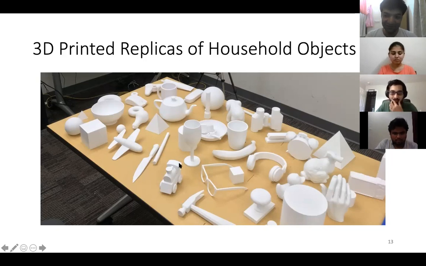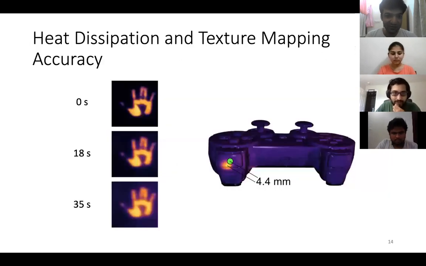So here, this probably answers the question that you had, which is how long does this imprint last? So I'm showing 0 seconds after contact, 18 seconds, 35 seconds. So it starts dissipating, but within about 15 seconds, the dissipation is very small. So if we are able to scan the object within those 15 seconds, then it's fine.